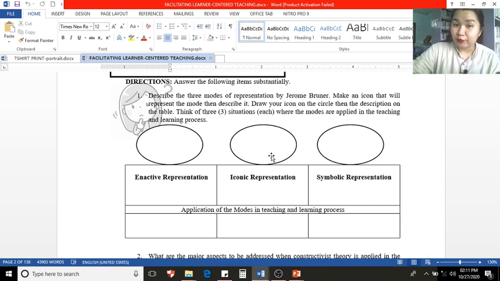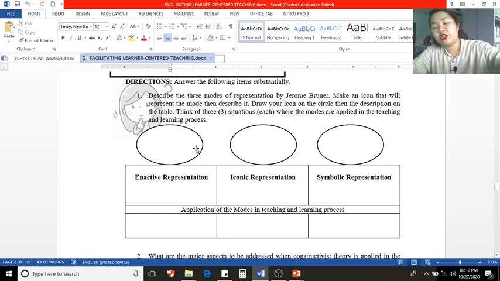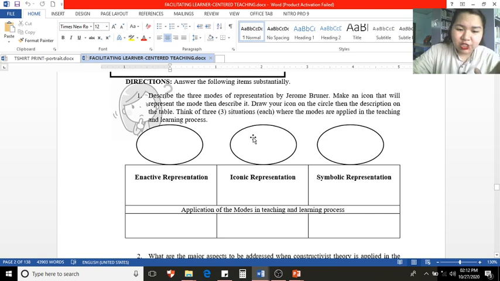Say, for example, inactive. Kapag sinabing inactive, ito ay action-based. Now, think of an image or an icon which will represent inactive mode of representation. Then you draw that icon on this oblong or in this circular shape here. Yung tatlo. Mag-iisip kayo ng icon in each mode of representation. Then, think of 3 situations. Of course, 3 situation each pala, sorry. So, in each mode of representation, you think of tatlo where the modes are applied.